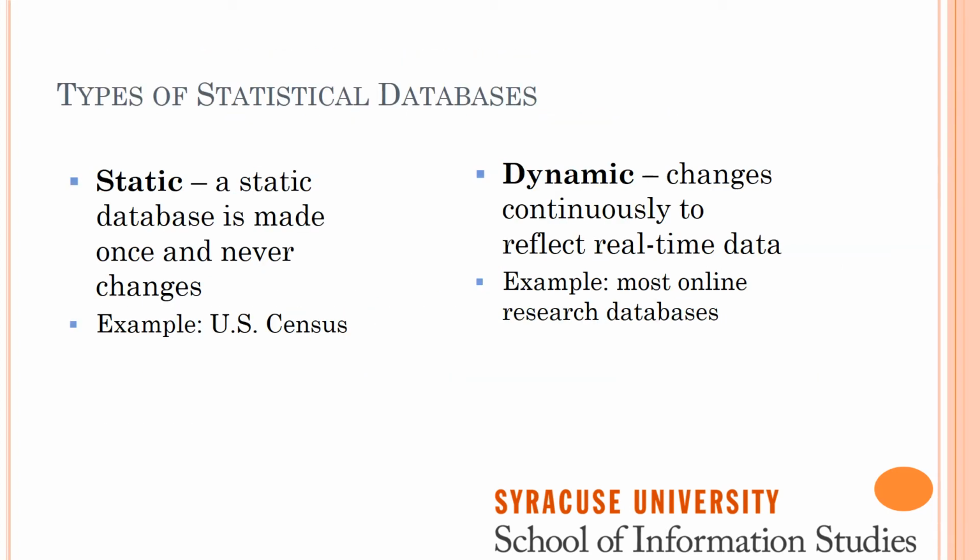Statistical databases can be bifurcated as static and dynamic databases. In a static database, once the data is entered, it cannot be changed again, whereas in a dynamic database, there is continuous change to reflect the real-time data. A common example of a static database is the US Census information, whereas most of the online research databases include information which is currently changing.